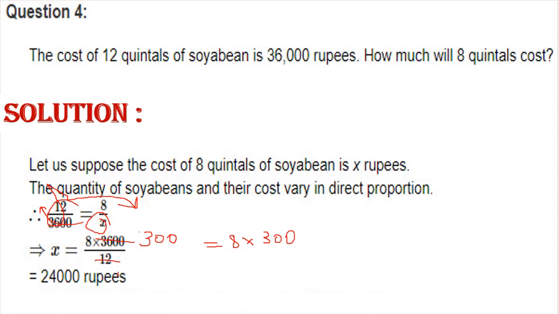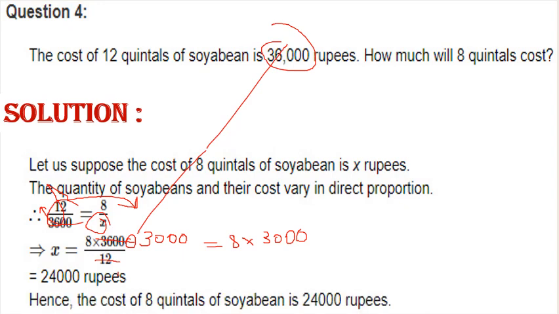Now here we had two zeros, dear boys. Now here it is three zeros, because it is 36,000. So accordingly, in 300, the zeros will increase as 3,000, and 3 into 24 is 24,000. So therefore, the cost of 8 quintals is rupees 24,000, and the final statement would be: hence the cost of 8 quintals of soybean is 24,000 rupees.